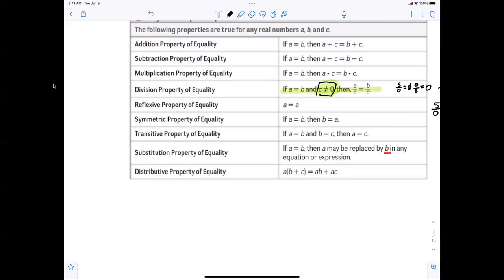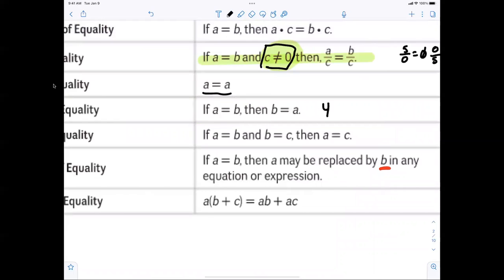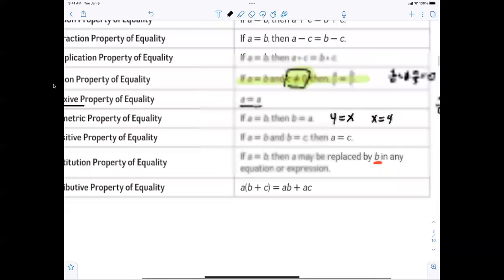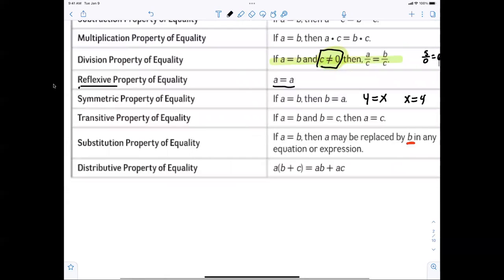0. All right. The reflexive property just means you equal yourself. A is always equal to A. The symmetric property of equality is what I use a lot with you guys when it came out to be like 4 equals X. I would just automatically write what? X equals 4. And that's the symmetric property. The transitive property was kind of like the law of syllogism. If A equals B and B equals C, then automatically what? A equals C. That's the transitive property.